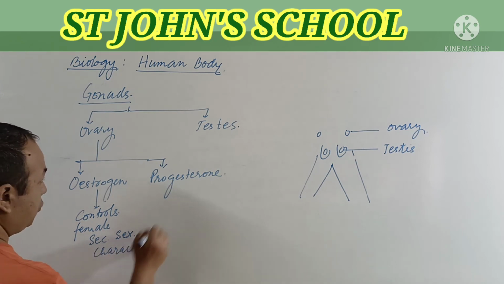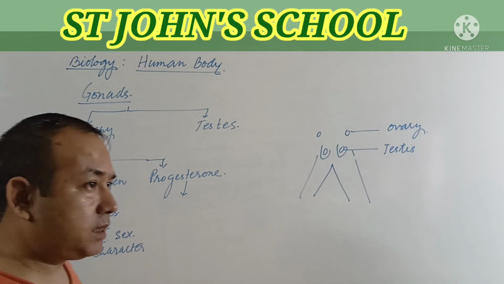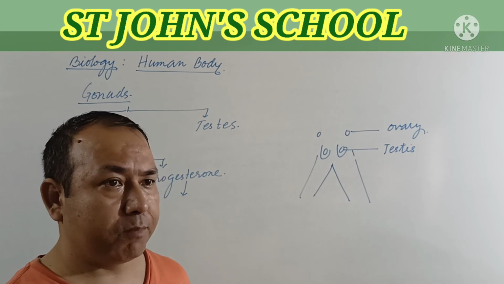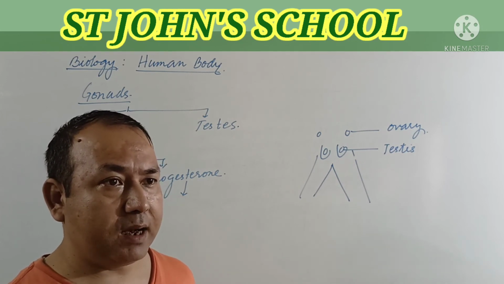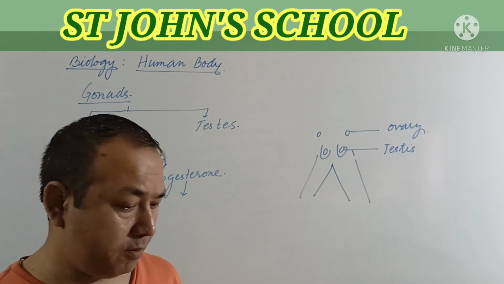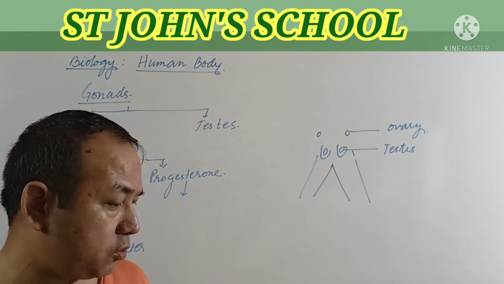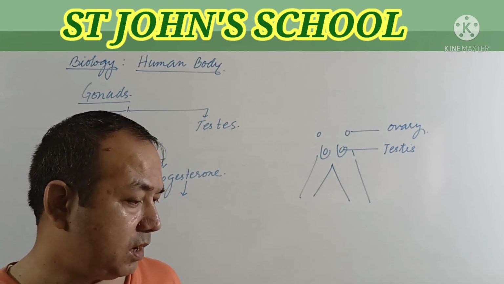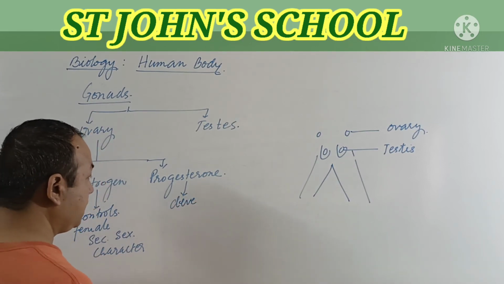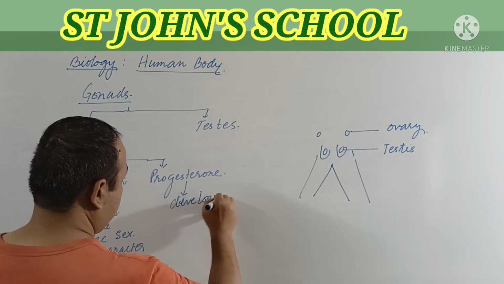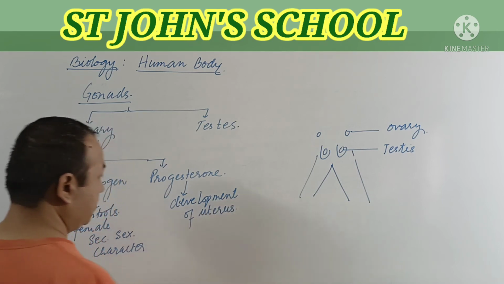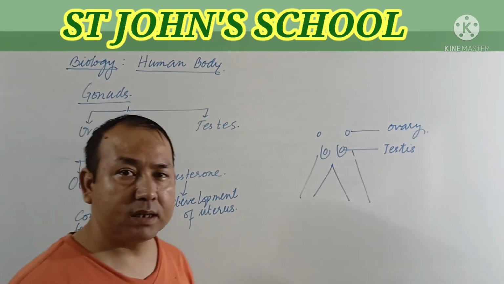Then next, progesterone. This progesterone helps in developing the uterus, so that the fertilized egg can be implanted on the uterus wall. Here it is given that progesterone helps in maturing eggs and all. So it helps in the development of the uterus. It helps in making the wall of the uterus thicker, so that it can receive the fertilized cell.